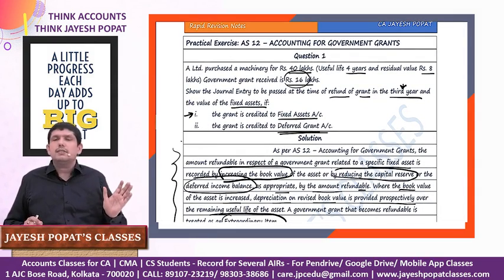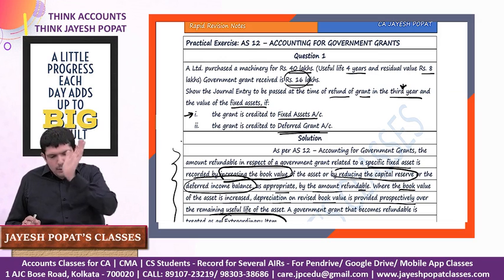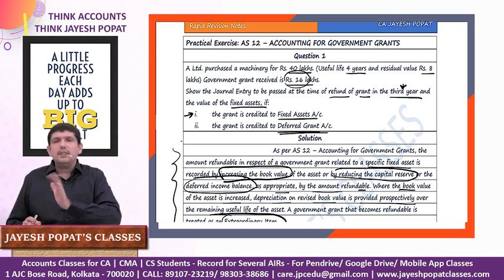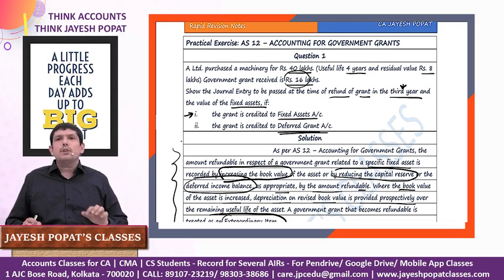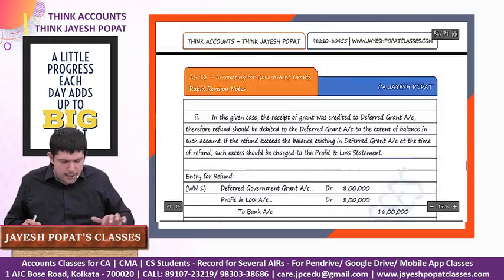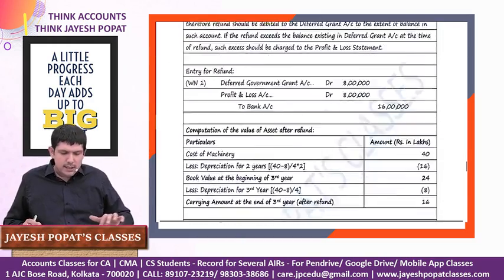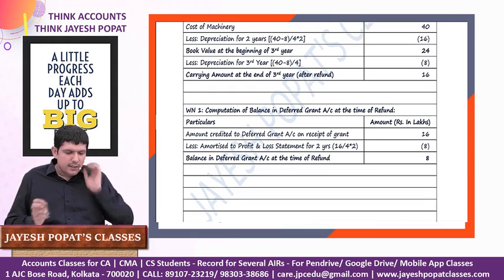So you did not adjust with the value of the asset, right? You took this 16 lakh to your deferred grant account, and in the same manner you provided depreciation. You credited some portion from the deferred grant account to the PL. So we'll see how we deal with this. See, first we'll look at the balance in the deferred grant.